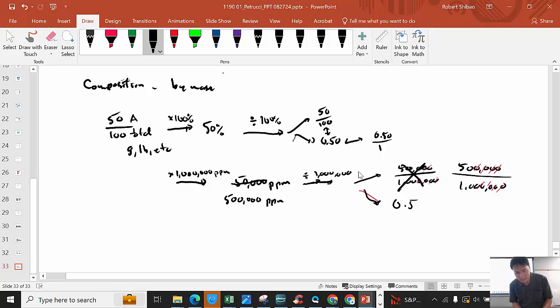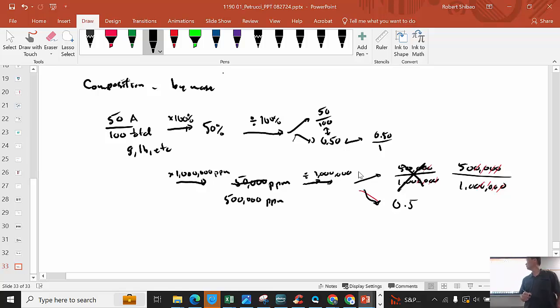So let me just go ahead and do that here. 500,000 parts per million divided by 1 million is going to be 0.5. Yeah. So it's the same. 0.5.